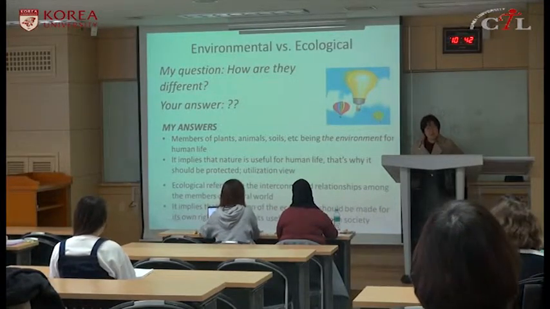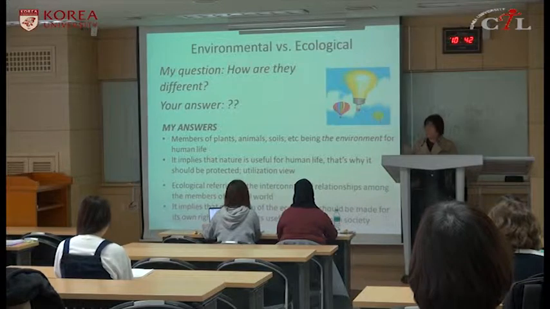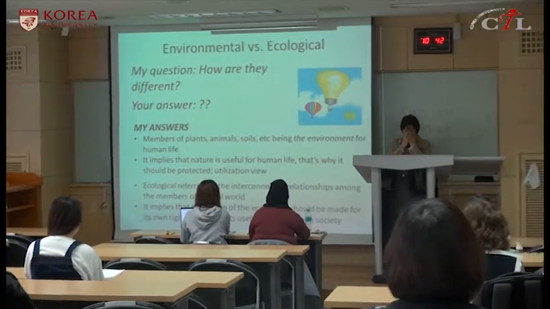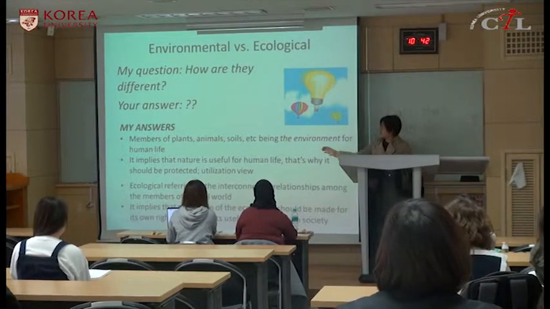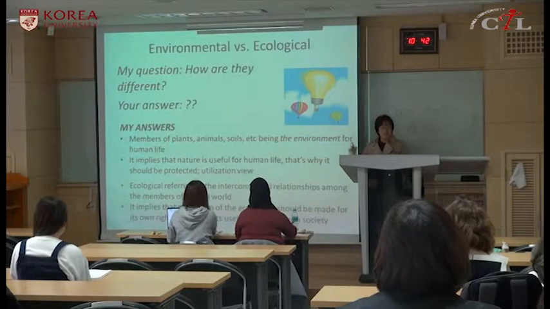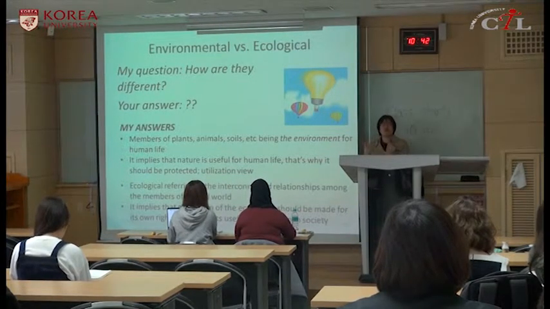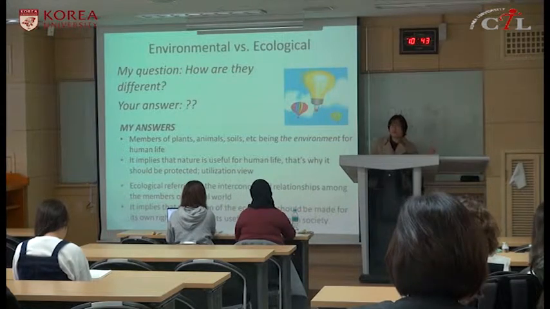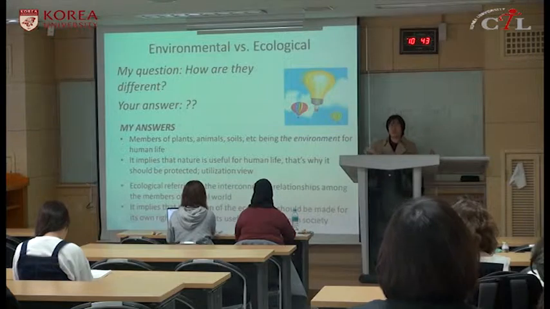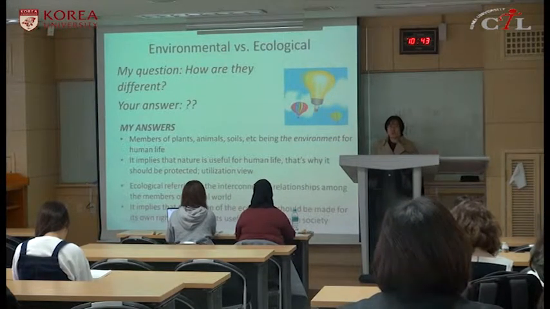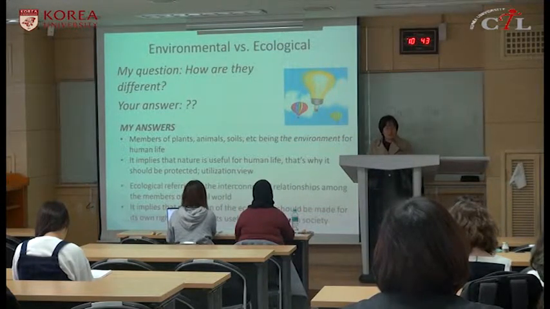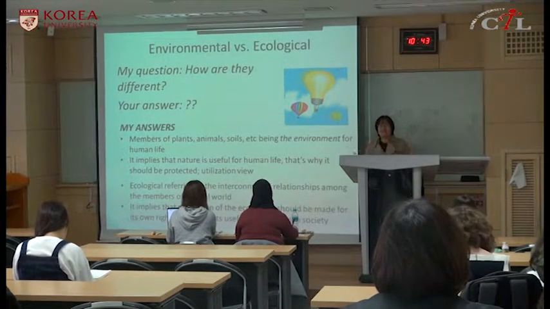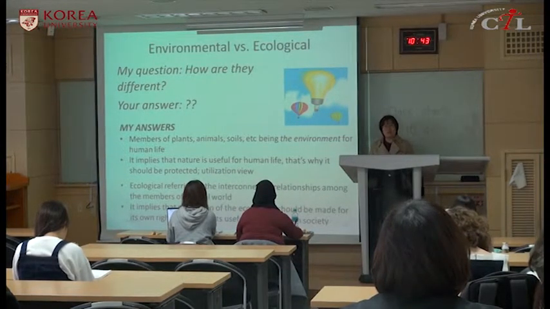Last week I asked some of you, and I came up with some answers, and I gave you my answers again, so maybe those of you who still feel blurry may have a more concrete feeling for how these two terms are different. Basically, when you say environmental, it's a relational concept. When a thing is defined relationally, there should be a subject and an object, like a father and child, teacher and student, dictator and the dictated. But ecological is not a relational concept. It's a concept used to describe the interconnected relationships among members of the natural world.